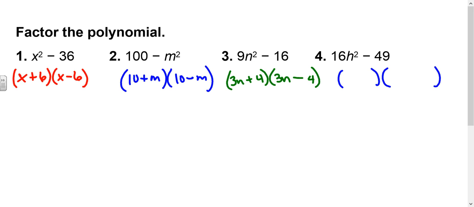what number multiplied by itself equals 16? Well, that would be 4 and 4. So we have 4h times 4h gives us 16h squared. And then what number times itself equals 49? So it would be positive 7 and negative 7.